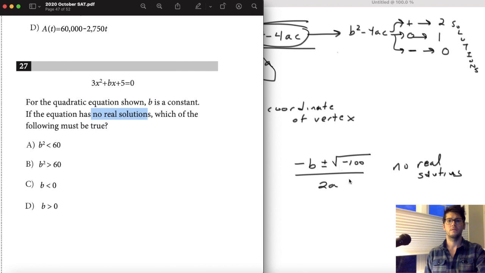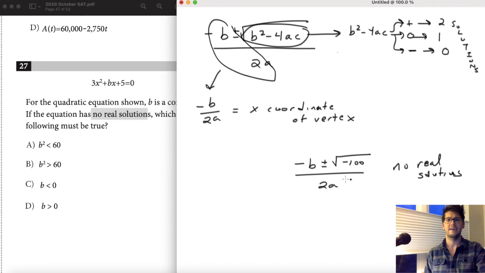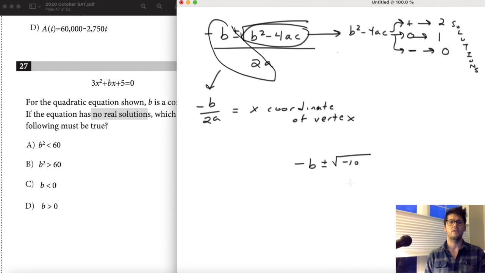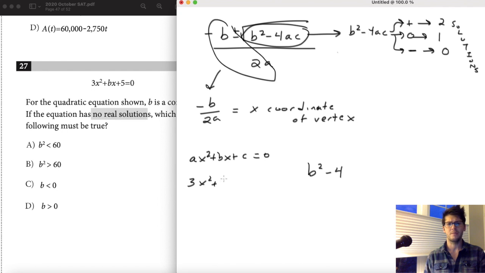So let's, I'll just clear this last little piece, but I'll leave all this other stuff up. If we want to figure out no real solutions, what we're doing is we're just saying b squared minus 4, the a value. This is the standard form we talked about before, ax squared plus bx plus c equals 0. So 3x squared plus bx plus 5 equals 0. Sometimes they'll mess with you with these variables. This was actually quite kind of them. Sometimes they'll make this an a, which is confusing because it's still in the place of and functioning as a b.